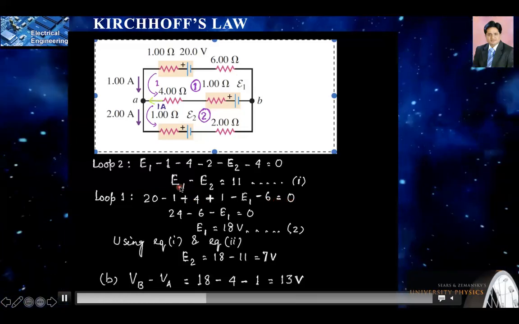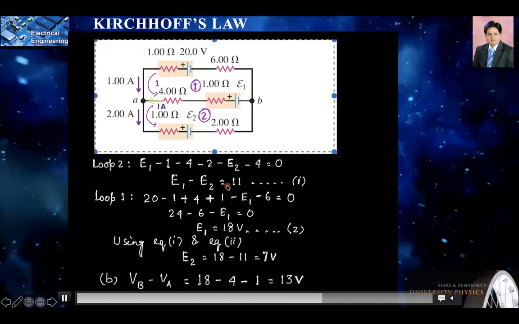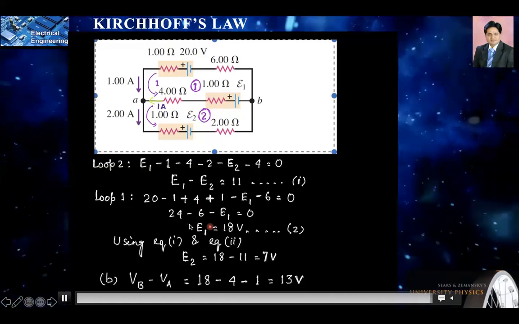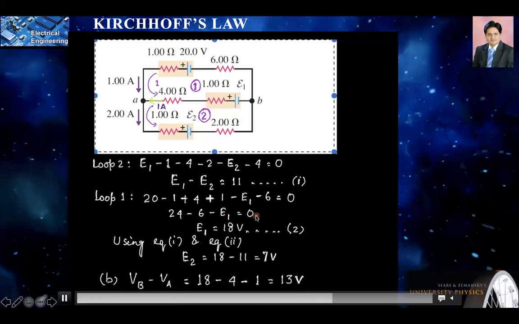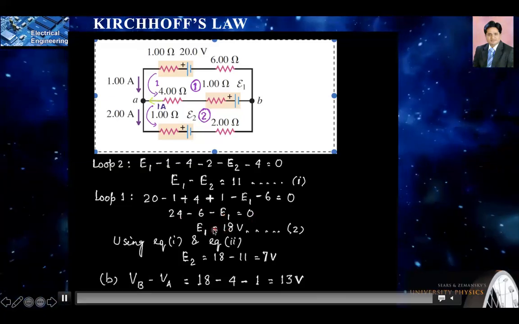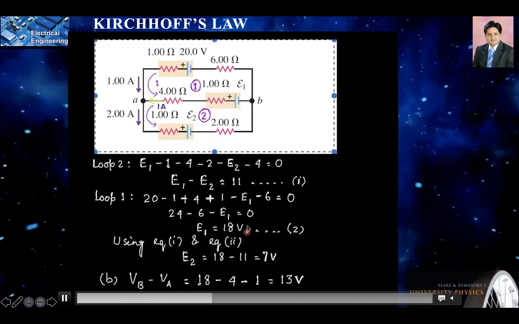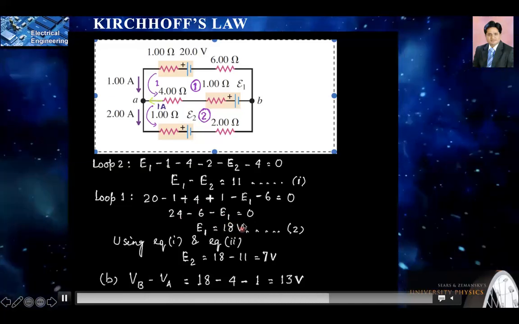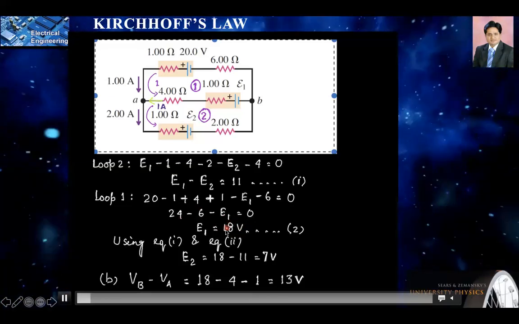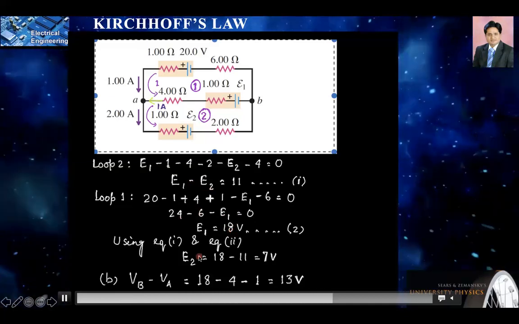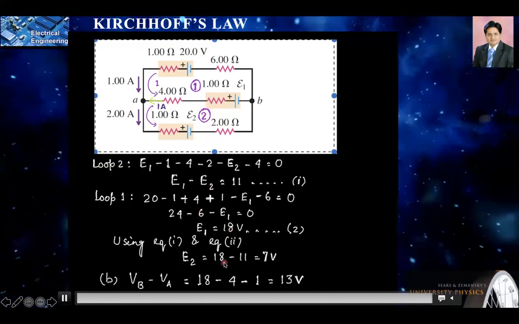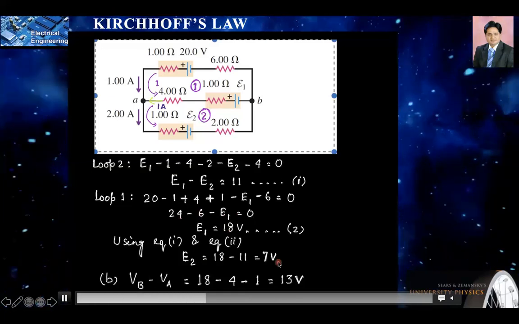So you had your first equation, E1 minus E2 is equal to 11. You have your second equation, which is 24 minus 6 minus E1 is equal to 0. Solve this equation and you get E1 as 18 volts. Now, once you have E1 as 18 volts, you could substitute the value of E1 in the first equation, and you will get the value of E2 as 7 volts.